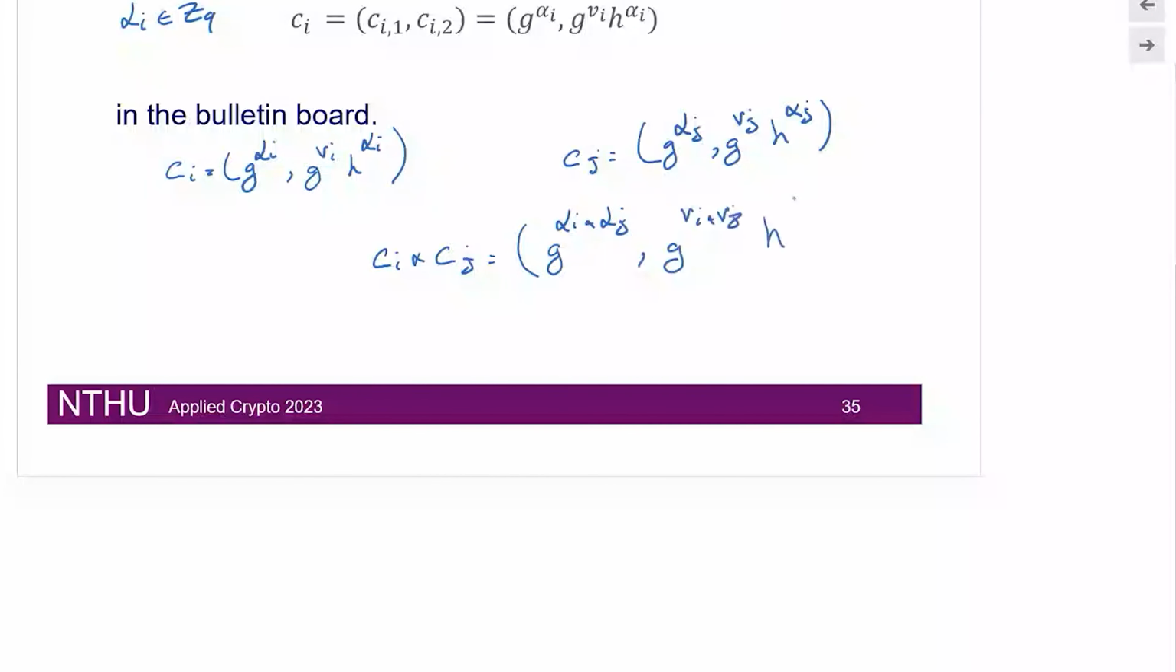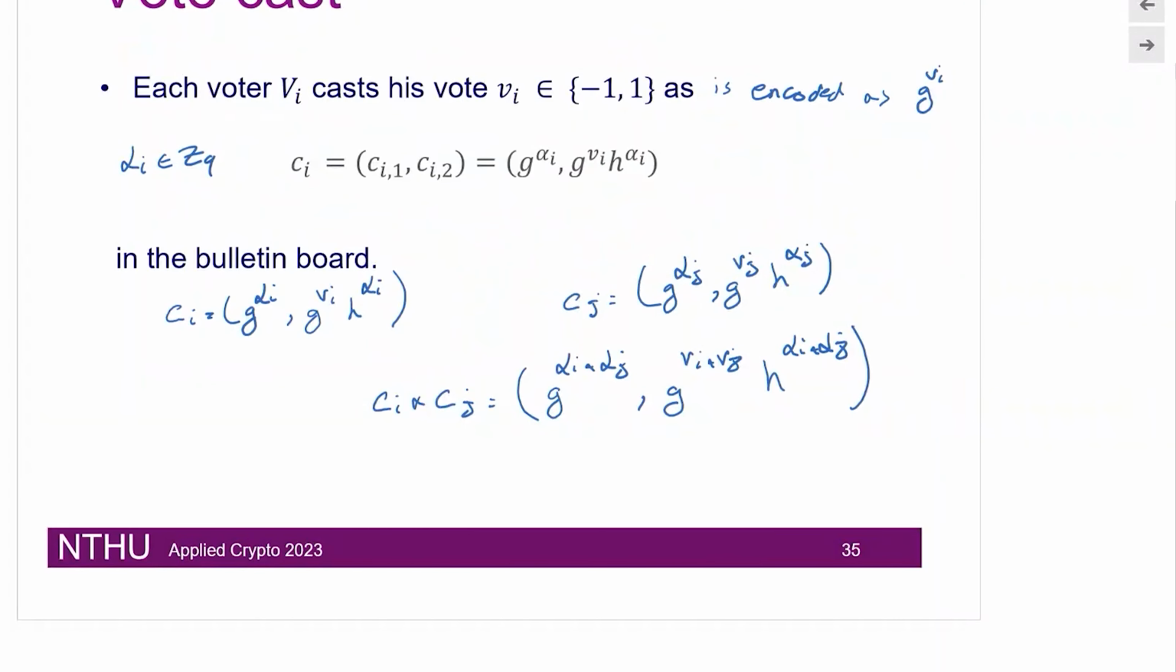So even though we slightly change our format, we still have this commitment scheme. We still have this homomorphic property, so that when the users cast their votes, we are able to do our computation correctly. So not much of a change in the way that we were voting.